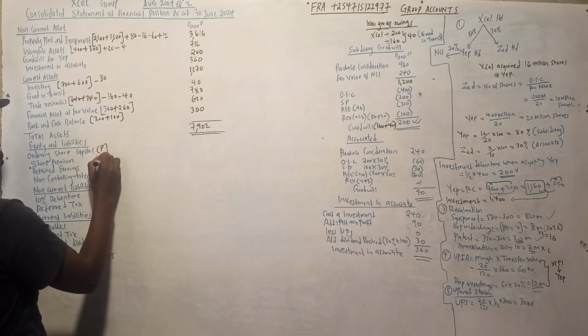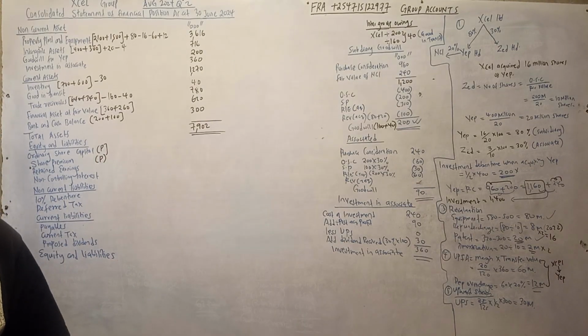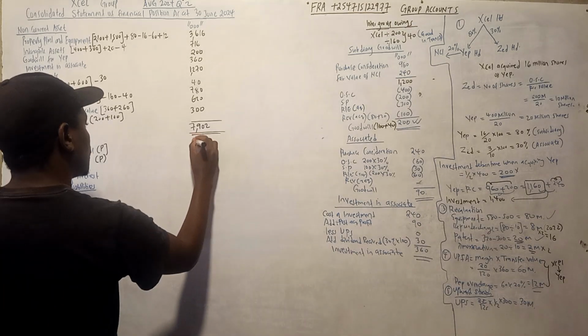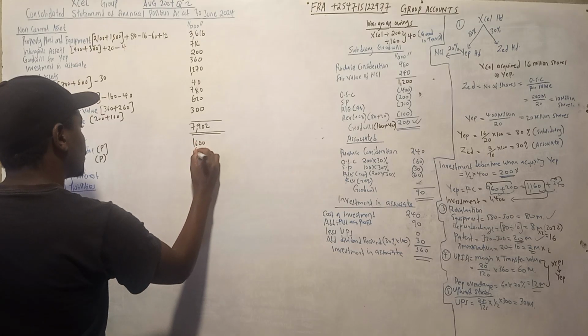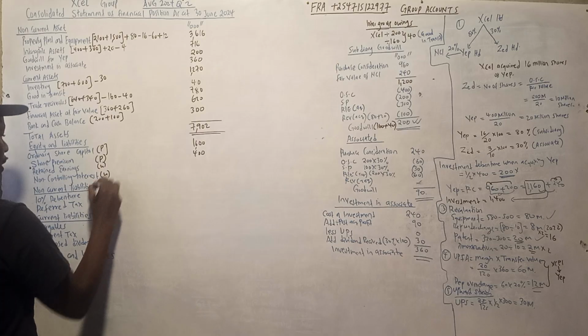Now for premium, we take the one for the parent. For share, this one also we take for the parent. So we take it direct. Let's go and find for parent 1600. And then 400. This one requires a working.